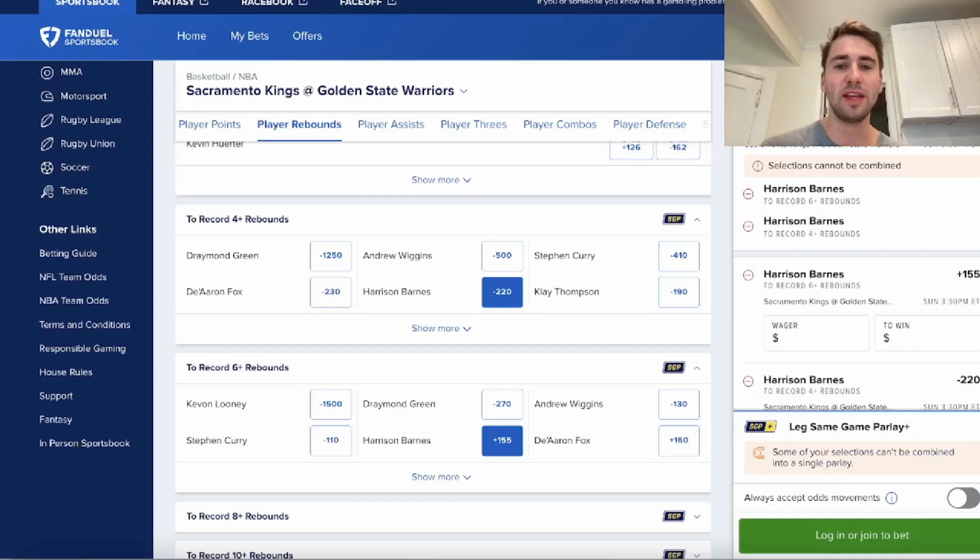And long story short, these differences in the odds, like if you look at Harrison Barnes, 4+ rebounds, that's minus 220 on FanDuel.